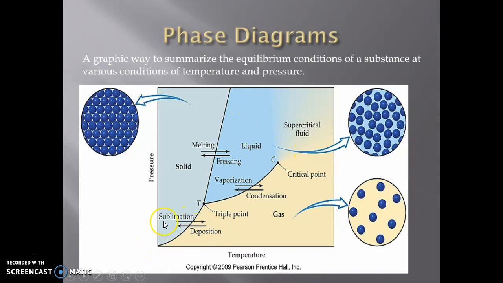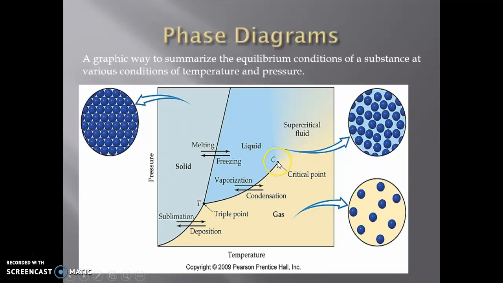So sublimation is where you're going back and forth between the solid and the gas. Melting or freezing is going back and forth between the solid and the liquid. Vaporizing or condensing is going back and forth between the gas and the liquid. There's a couple of other things to note. You've got something called the triple point here, and you can see that at this triple point, you technically have all three states simultaneously.